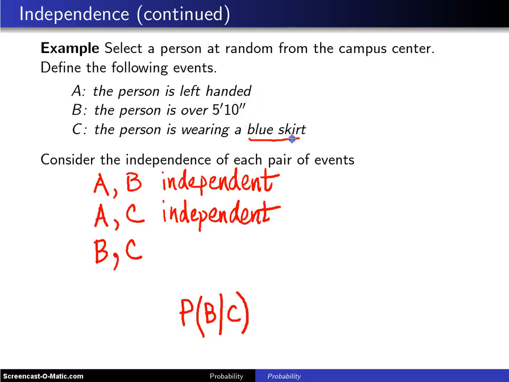Well, if they are wearing a blue skirt, the probability is higher that they are going to be a woman. And if they are a woman, the probability is lower than the general population that they're going to be taller than 5'10". So this is going to be less than the probability of B. So in this case, these two events are dependent. Again, there's not necessarily a causality between the blue skirt and being taller than 5'10", but the blue skirt increases the likelihood that someone is a woman, and being a woman decreases the likelihood that they are taller than 5'10".